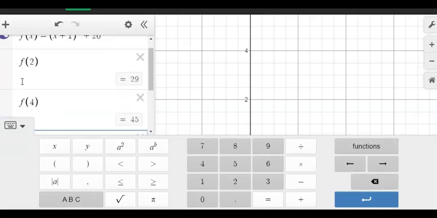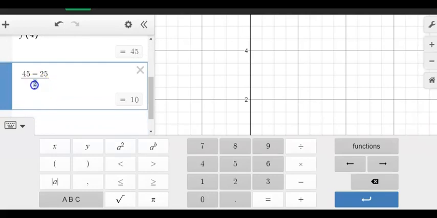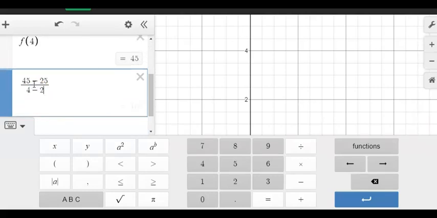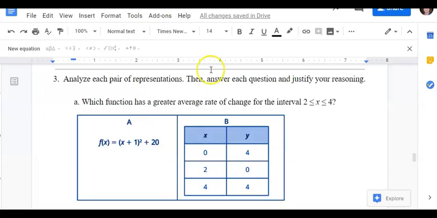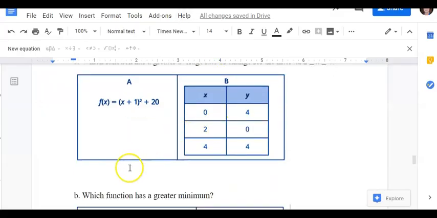And then on the bottom, I need 4 minus 2. And then it tells me that's 10. So it did all that work for me. So I now know the average rate of change from 2 to 4 for f of x.